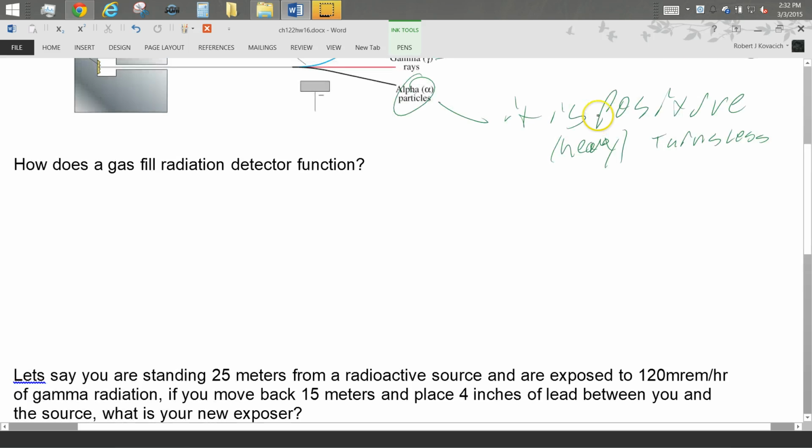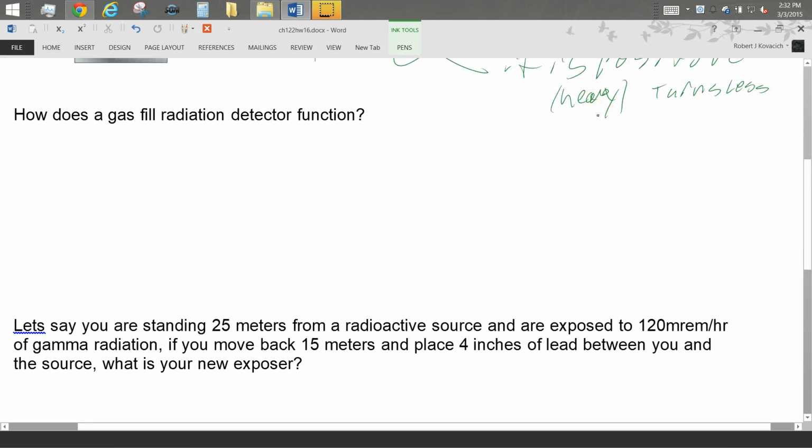All right, so gas-filled radiation detector. So we've got radiation. Enters, knocks electron off, argon.